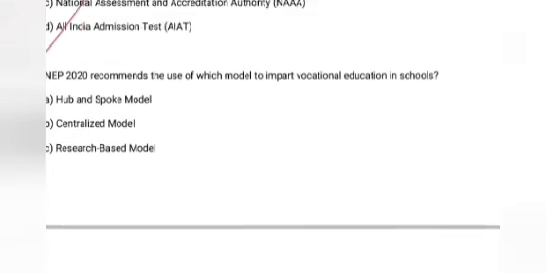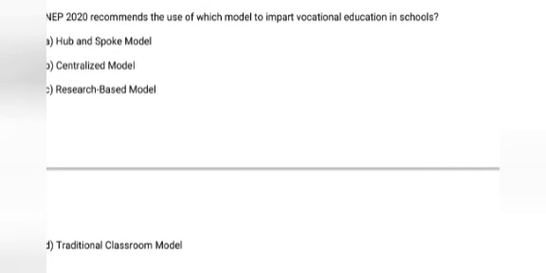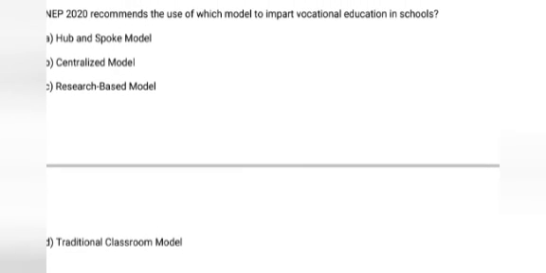NEP 2020 recommends the use of which model to impart vocational education in schools? Hub and spoke model, centralized model, resource-based model, traditional classroom model. It will be B, centralized model.